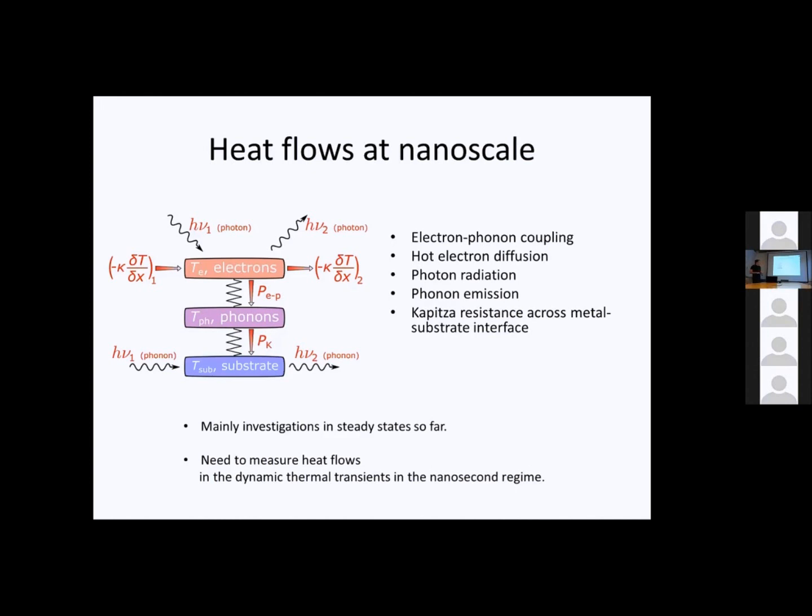So what was done so far is that people mainly investigated these processes in steady state. By steady state, I mean that you apply some constant heating.